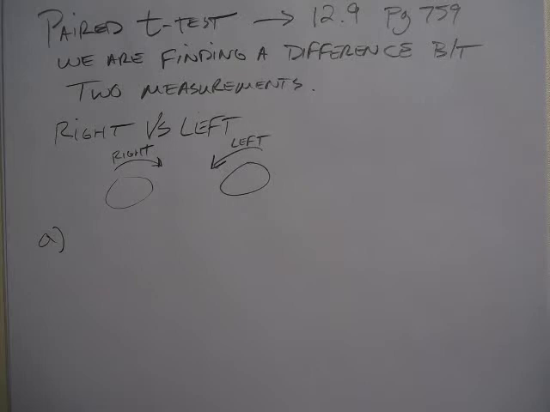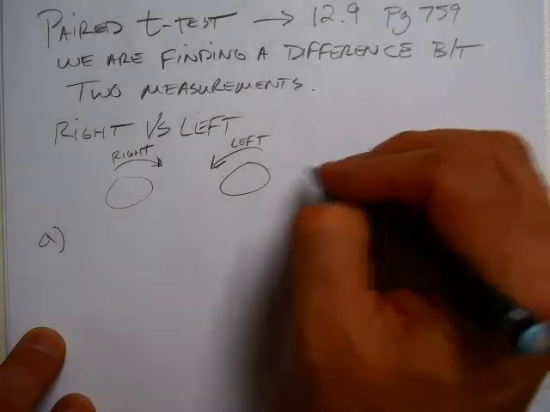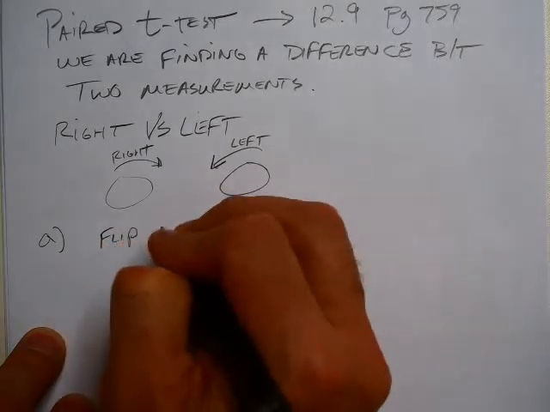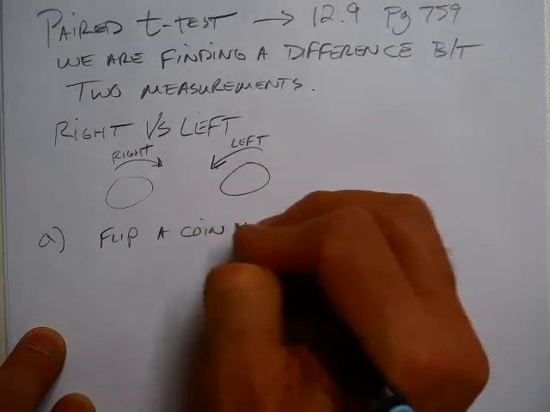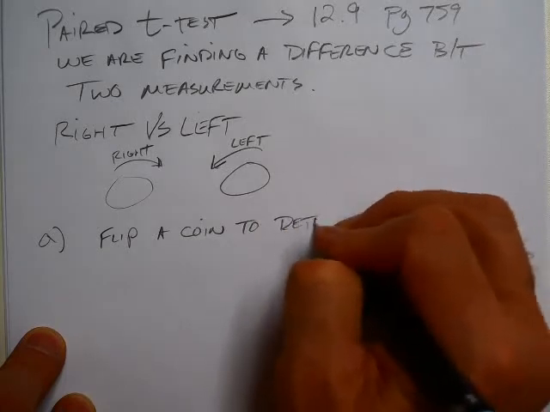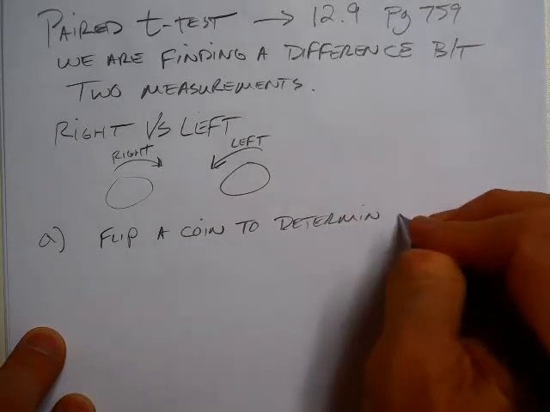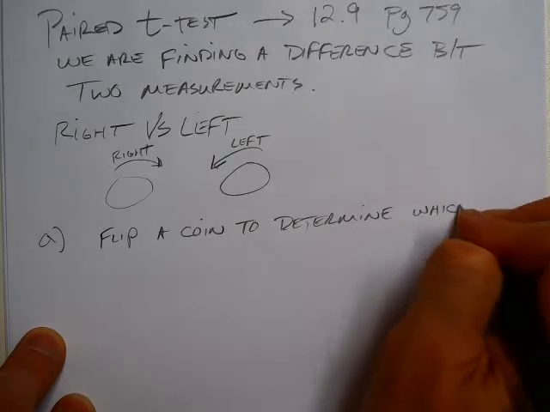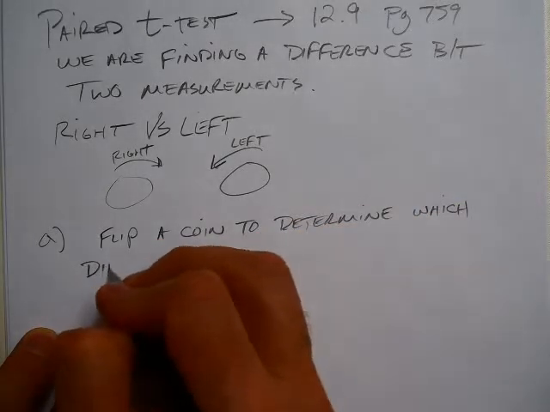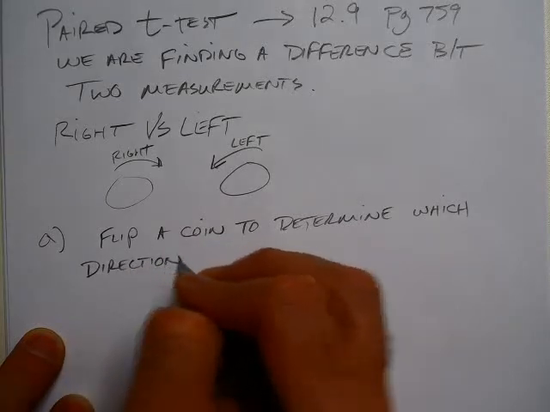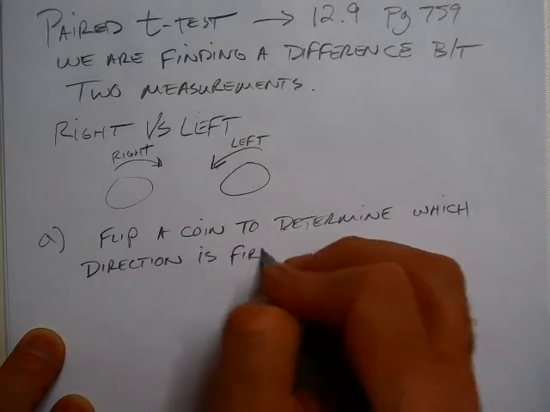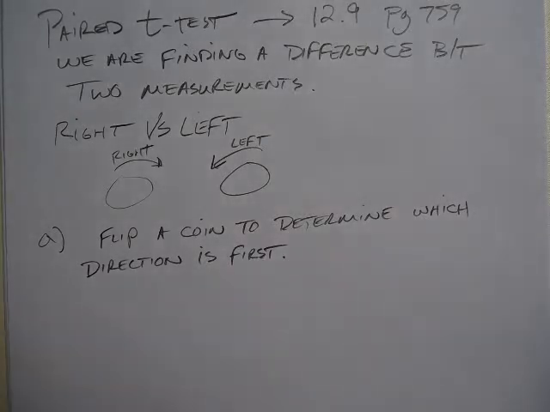Yeah, flip a coin would be great. Let's flip a coin to see which test you do first, right? The right thread or the left thread. So flip a coin to determine which direction is first. Yeah, there you go. That's randomization. I may not have picked you randomly, but I'm going to test you randomly. Okay?